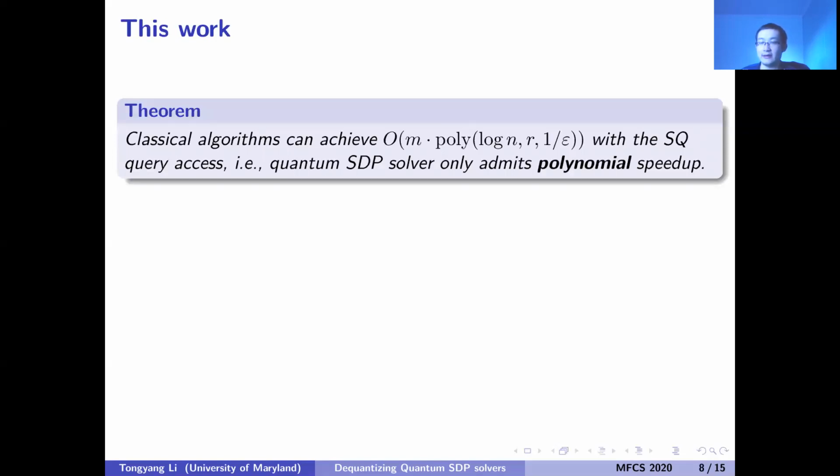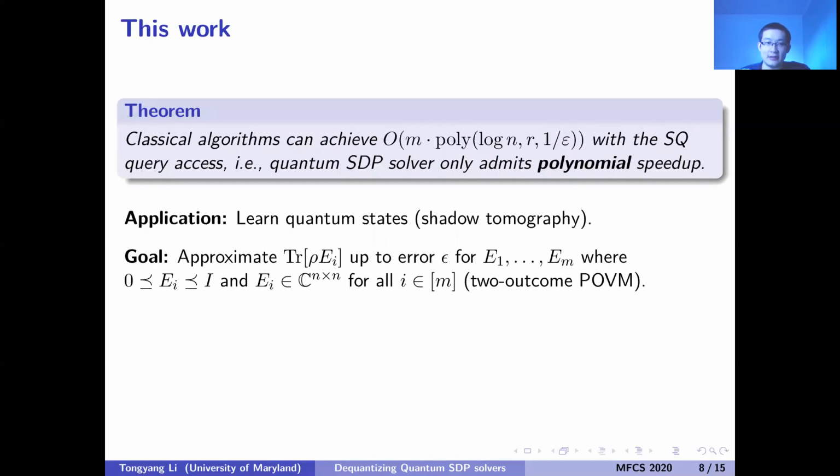On the other hand, although the previous quantum SDP solver result is very interesting in that we can reach the polylog dependence, it actually only means a polynomial speedup compared to the classical counterpart, because the same phenomenon can also be achieved classically. So this is our main result that we achieved.